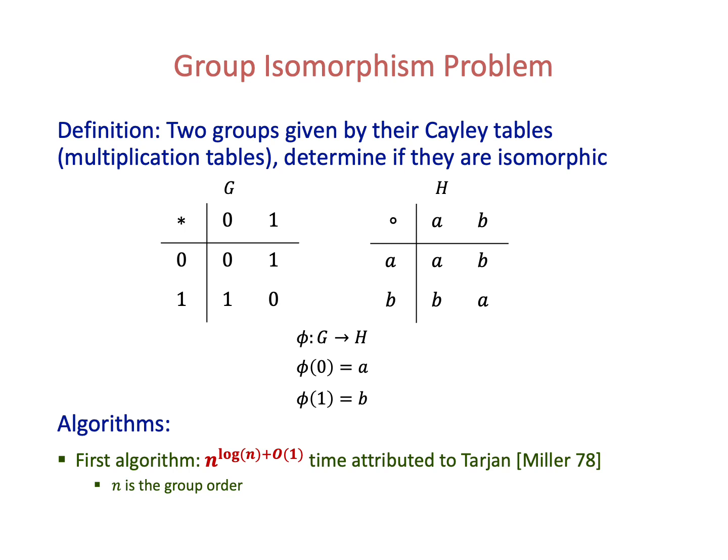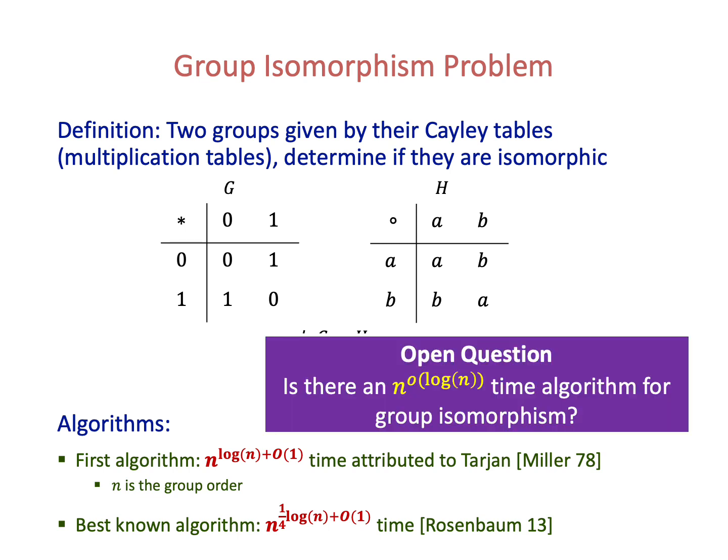The first algorithm, attributed to Tarjan and documented in a paper by Miller in 1978, has a quasi-polynomial running time. I mean n to the power of log n time, where n is the order of the two groups. After almost half a century, the current best-known algorithm still has a quasi-polynomial running time. Only the constant factor in the exponent is improved to 1/4. The major open question on this front is if one can get an algorithm with sub-quasi-polynomial time. In other words, n to the little o of log n time.